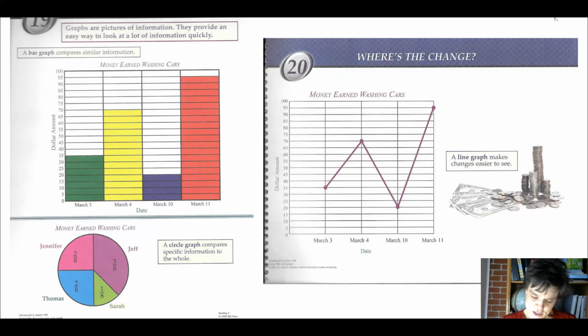Did more people vote in 1984 or 1988? We need to look at the graph and see. What does it look like to you? 1984. More people voted in 1984 than 1988.